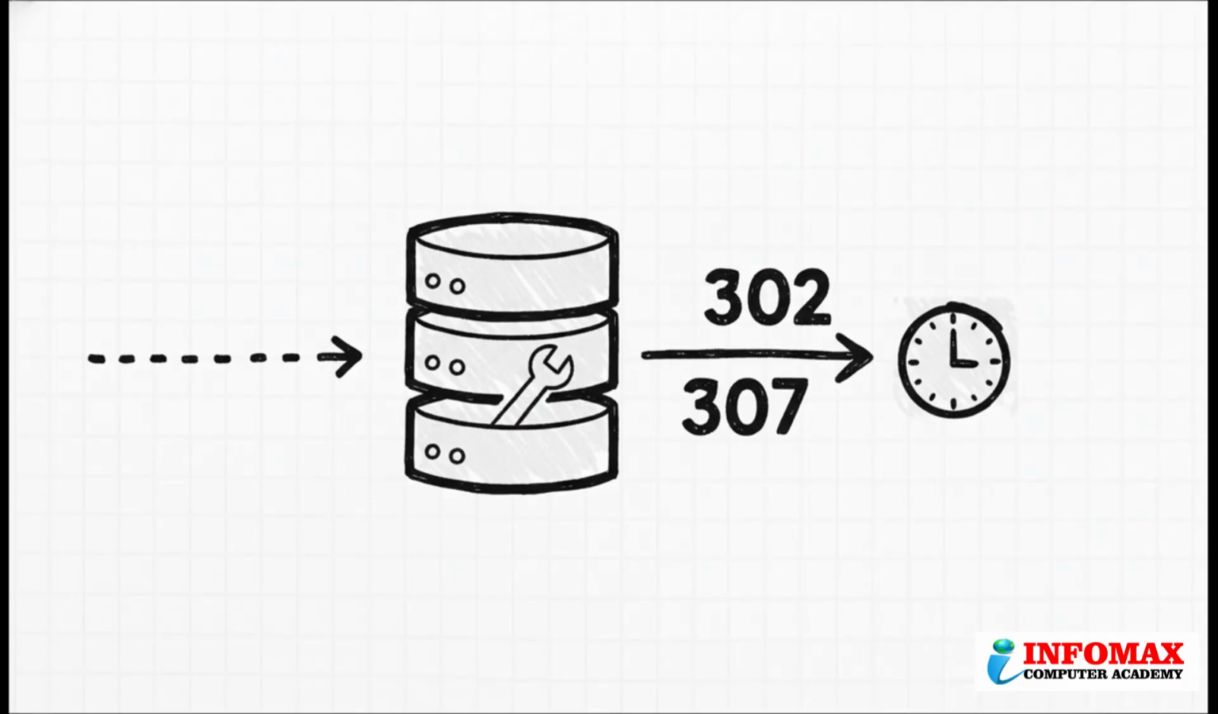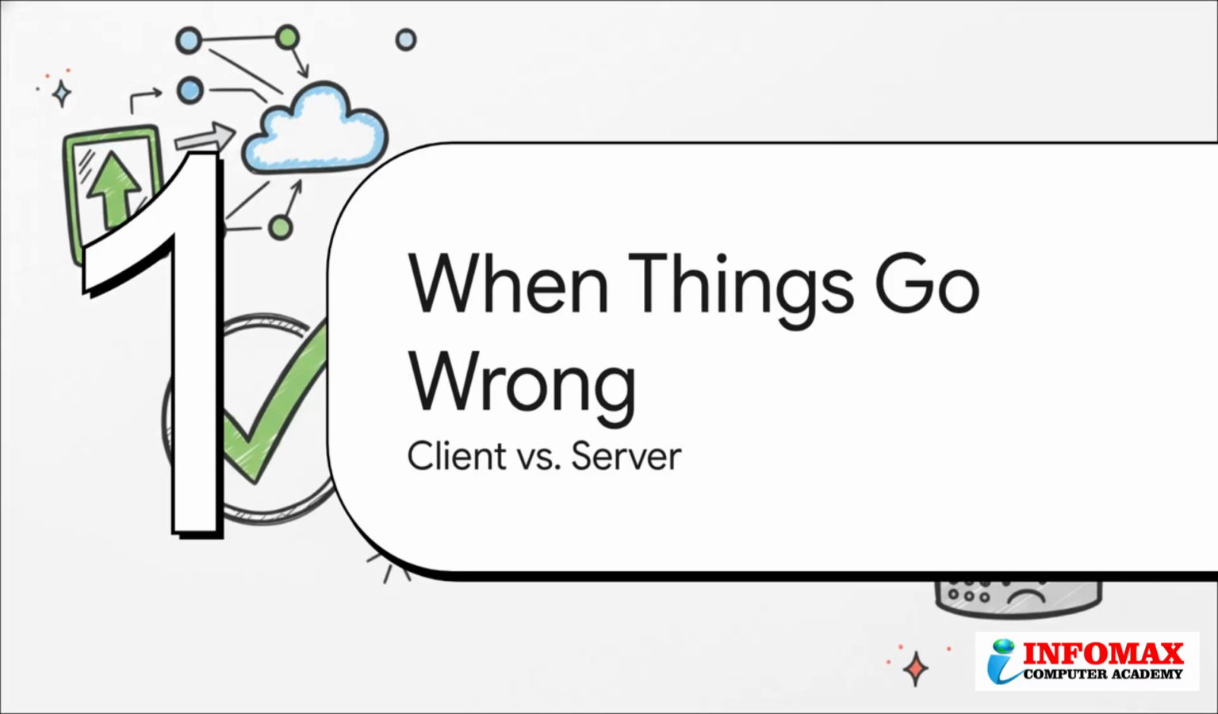Then you've got your temporary moves, things like a 302 found or a 307 temporary redirect. These are for short-term changes, maybe when a site is doing a little maintenance. It's the server's way of saying, "Hey, we'll be back at the old address soon, so don't update your address book just yet."